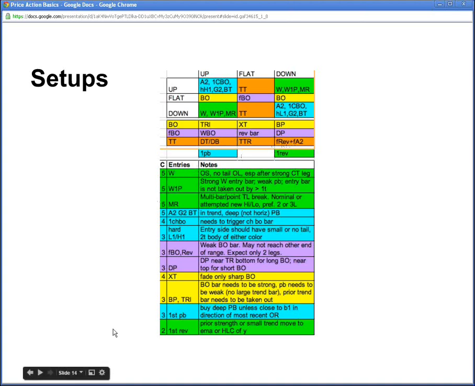So these are basically my setups, and one of the most important things to note is that the pullbacks have to be in trend, and they have to be deep. They should not be horizontal. Horizontal pullbacks either fail, or if they succeed, they will give a deep pullback right away. So don't worry about missing shallow pullbacks or horizontal pullbacks.